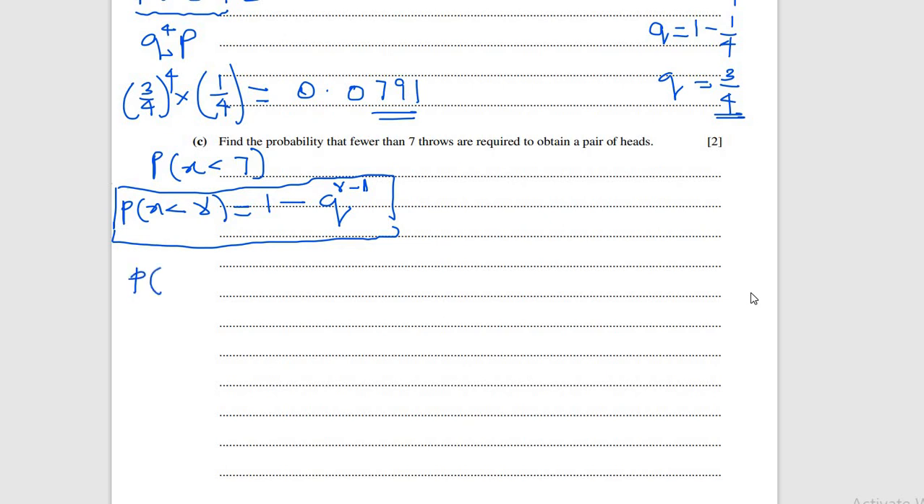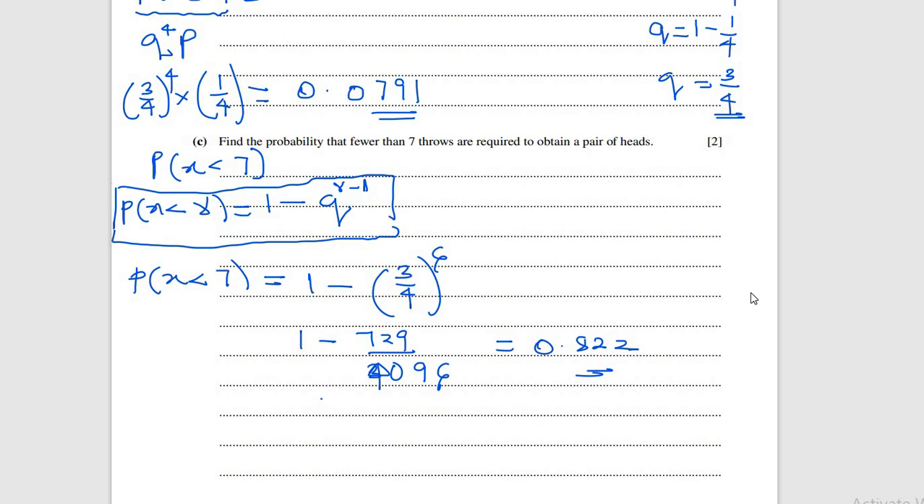So probability of X less than 7 will be 1 minus, what's the failure? 3/4 raised to the power 6, 7 minus 1. That gives something like this: 3 to the power 6 is 729, 4 to the power 6 is 4096. Find the LCM, do the maths. 1 minus this is going to give us 0.822. That's it. Next question.